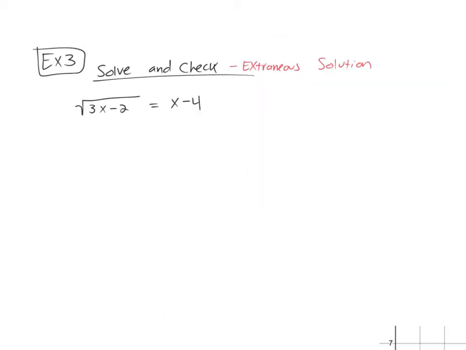So we've got 2 more, and we want to solve and check for extraneous solutions. Now this example brings up kind of a unique situation, and I'm not showing you the picture on purpose here really quickly, because I want you to see what's about to happen.